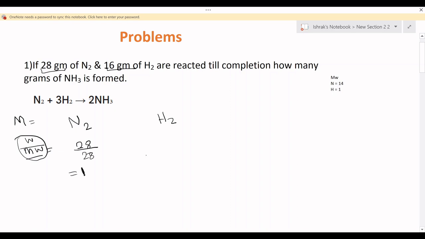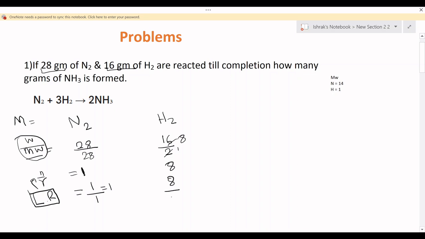What about hydrogen? For hydrogen, we are given 16 grams. And as we know, the molecular weight for the hydrogen molecule is going to be 2. This gives me 8. Now, we have to find the limiting reactant. Always remember, this is a very crucial step. How do I find that? If you remember the equation, it's going to be moles over the coefficient. Let's see for this one. For nitrogen, the moles is 1 and the coefficient is 1. So this is just 1. What about this? Moles is 8, the coefficient is 3.